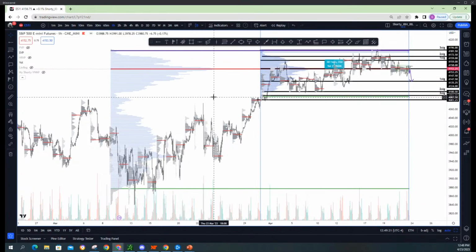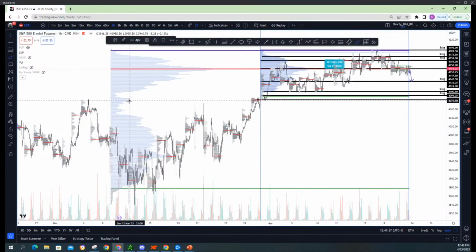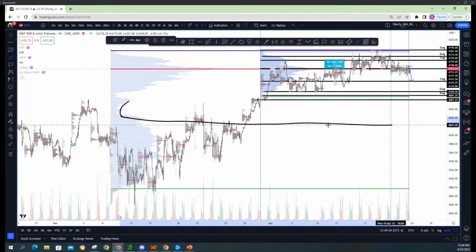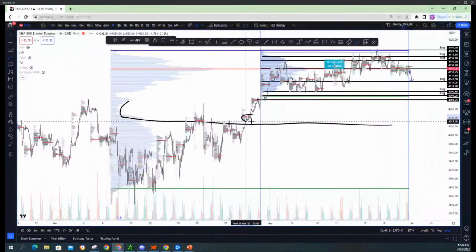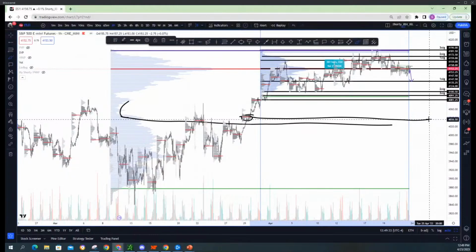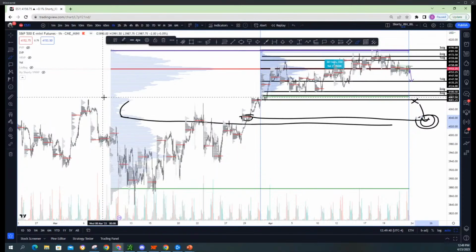And then if you look here, right, once you lose this volume node 40.80, what happens? There's really not much till you get to this level here. And that's also the VPOC at 40.44. So that would be somewhere around here. And if you're shorting from here, you're looking to close it here. If I was to figure out where do I go long, I would draw a profile.